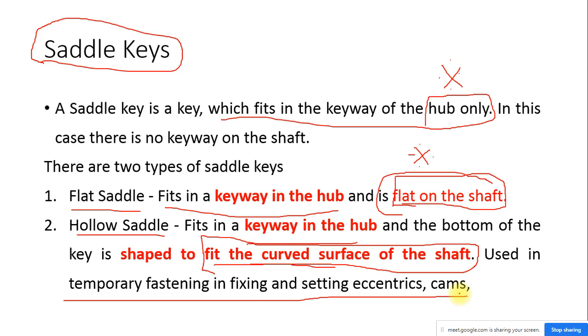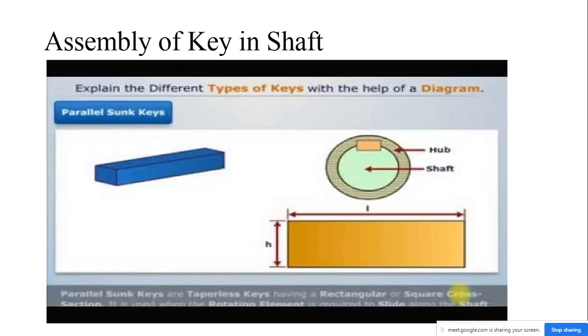The sunk key consists of keyways in both the shaft as well as the machine element. The saddle key consists of a keyway only in the hub alone. Okay, and we have to look into the classifications. Next, you can see how these shafts are different in their dimensions and how each is fixed to a hub.